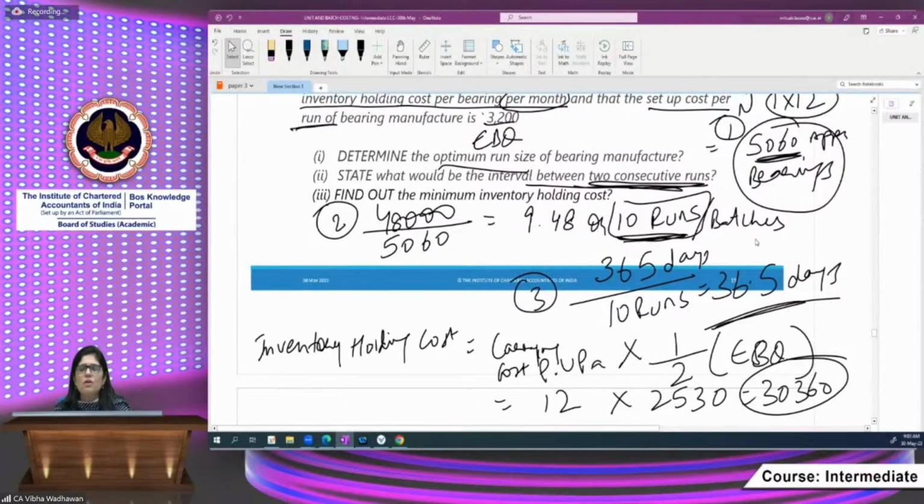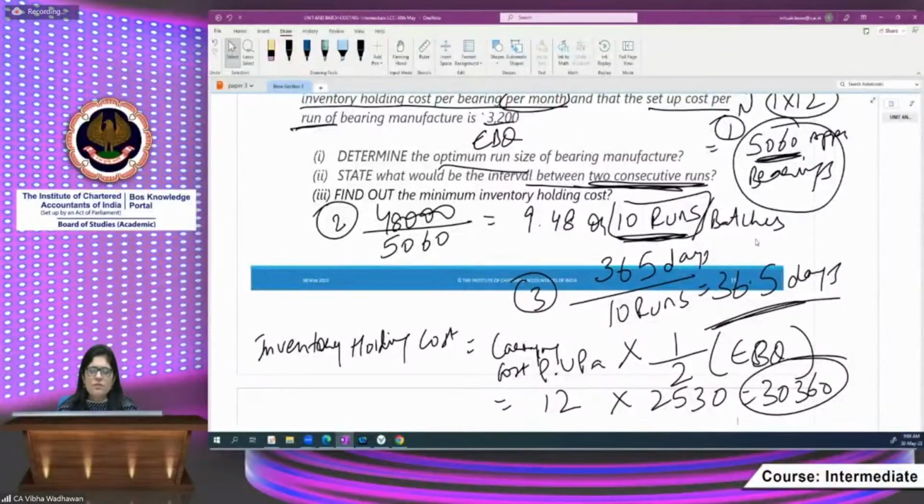So inventory holding cost, when we follow EBQ, comes to be minimum. Clear? So this is the way we calculate. Yes, the same concept is carried forward as we have done in EOQ. So inventory holding cost is carrying cost per unit per annum into half of EBQ. Half of EBQ is 2530, into carrying cost per unit per annum, 30360.